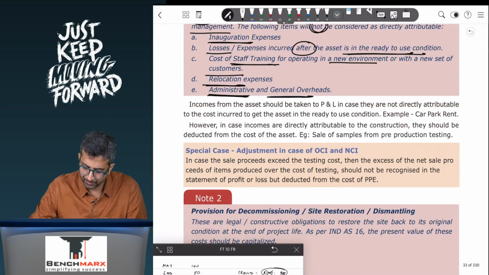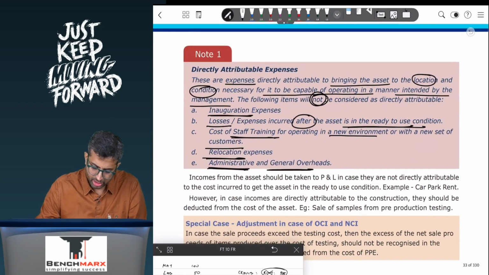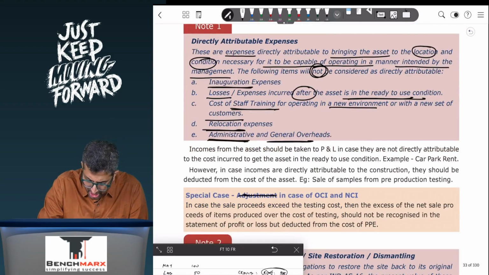Okay, just a second, this is a special case. It's not an adjustment in case of OC and NC, it is just a special case.